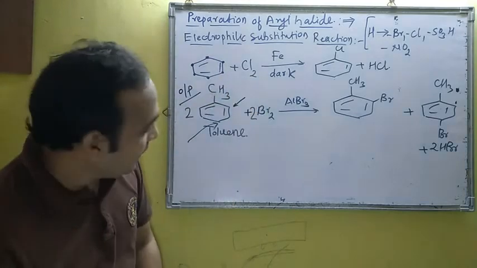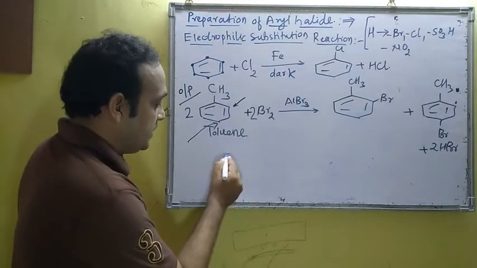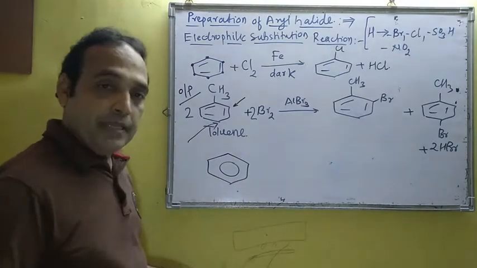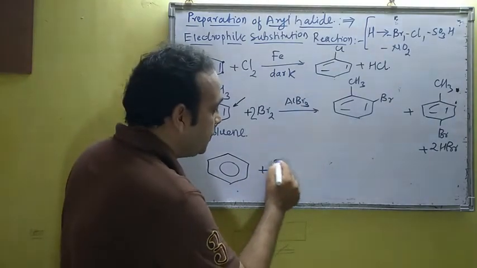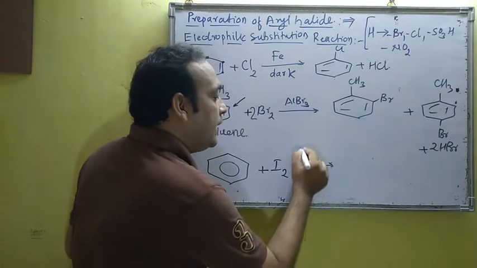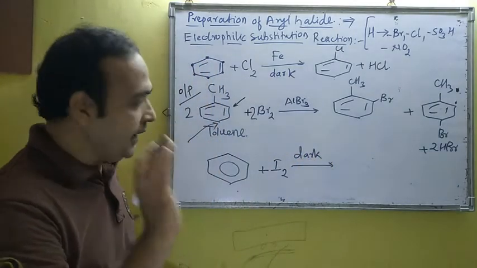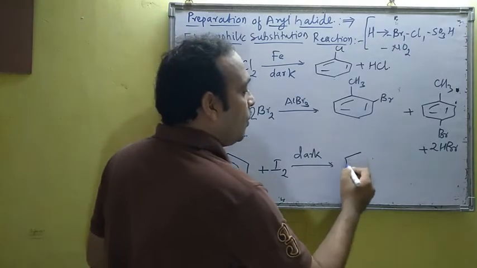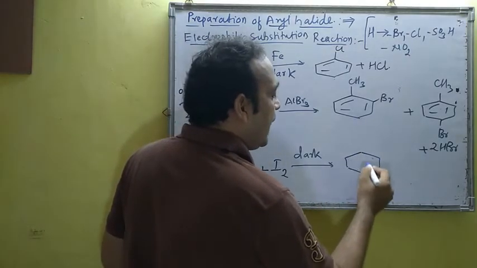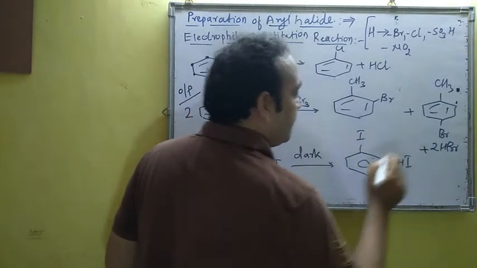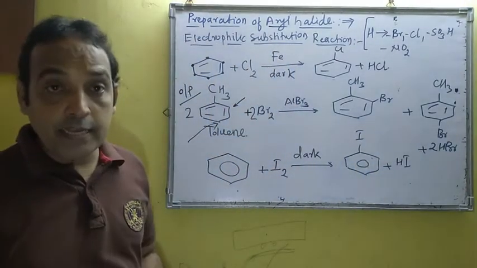Suppose I am writing the benzene ring. This one is my benzene plus I2 in the presence of dark or at room temperature. No doubt one H is replaced by I, meaning here we will get iodobenzene plus HI.